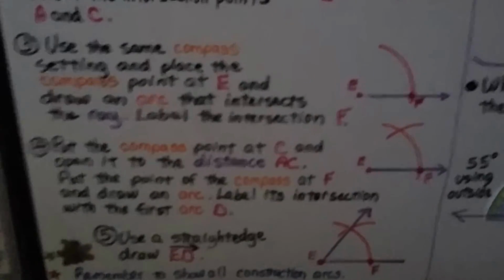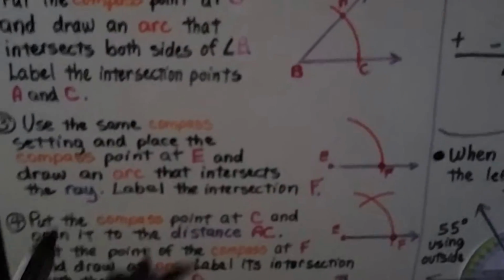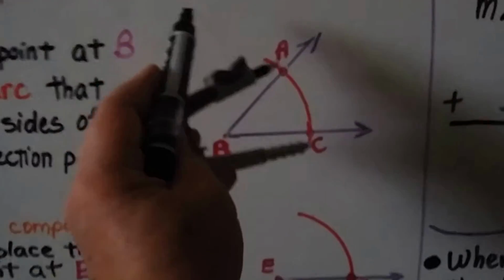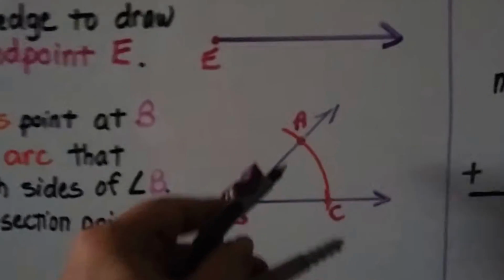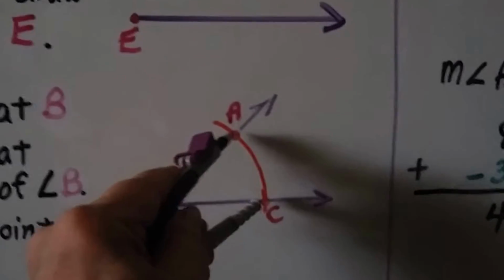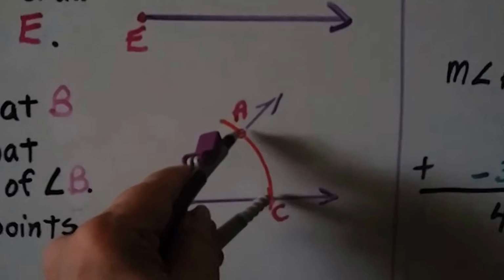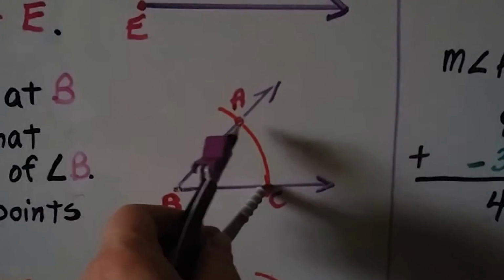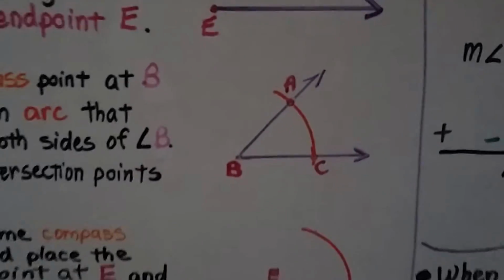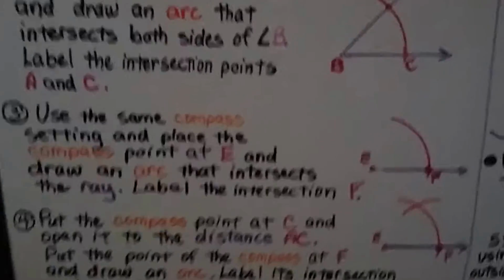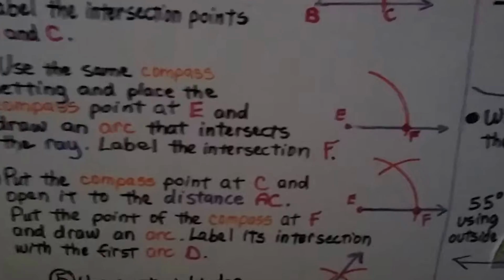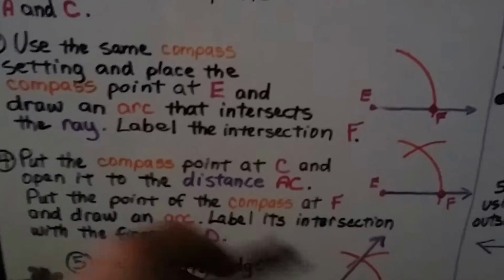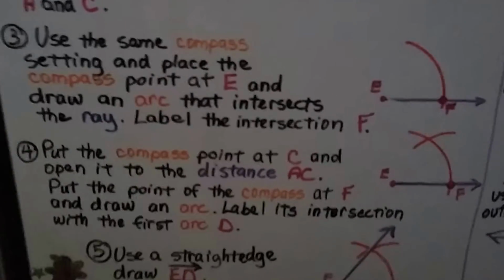And we put the compass point at C on the original one here, and we squeeze it down. Let me see if I can do this with one hand. We squeeze it down so that it's the size of the angle right here from A to C, okay? So we put it on C, and we measure where A is, all right, on the original one, to find the distance of AC. So that's the distance from A to C.